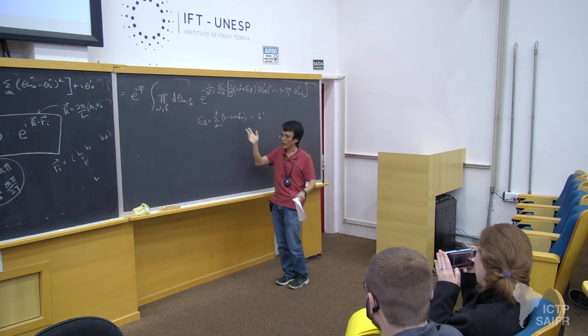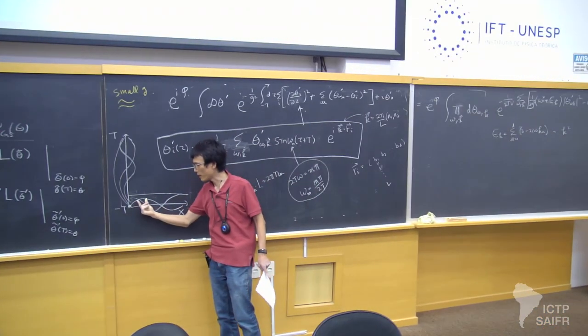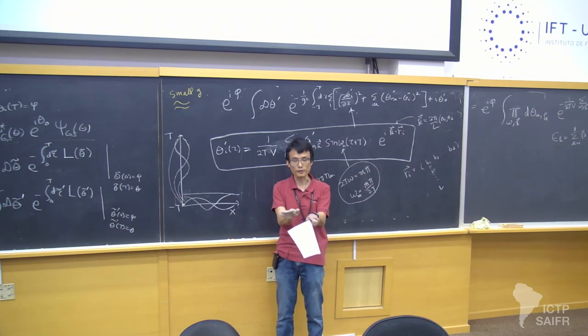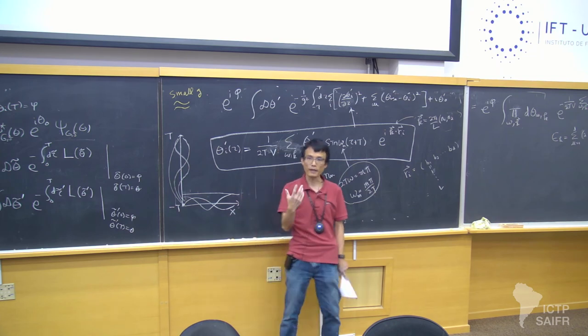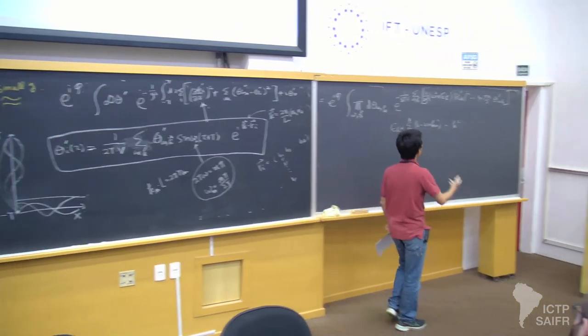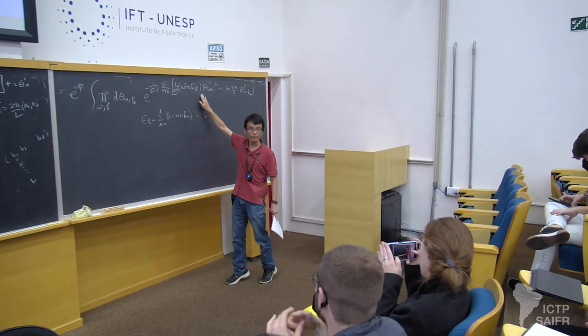And when k is non-zero, then you create a little bit of difference in angle between you and your neighbor, right? So that costs some energy, and that energy increases as k square. Okay, that is this factor.